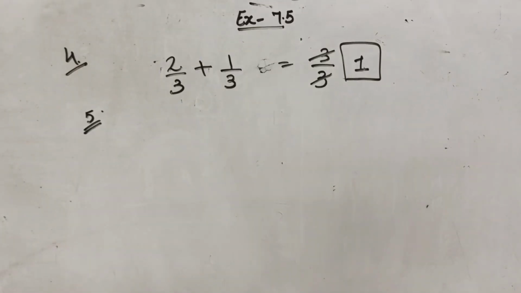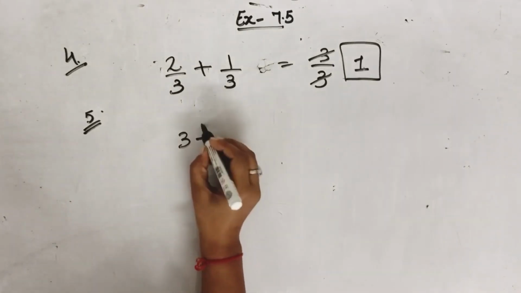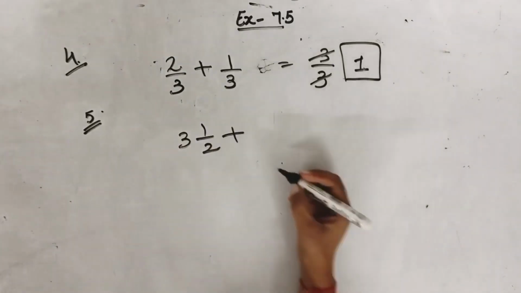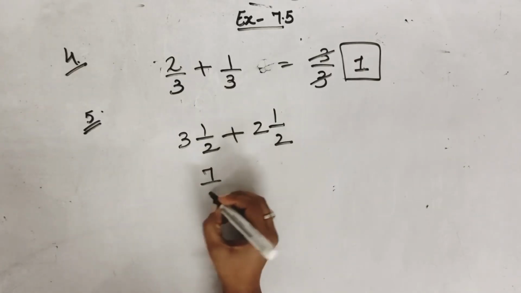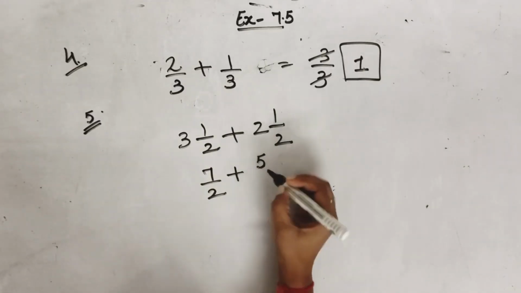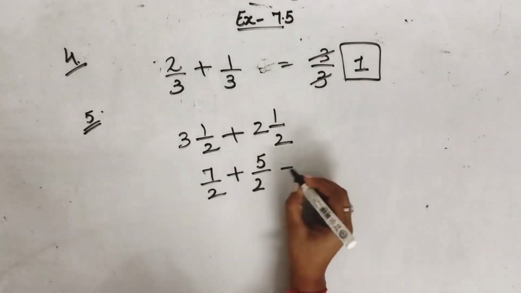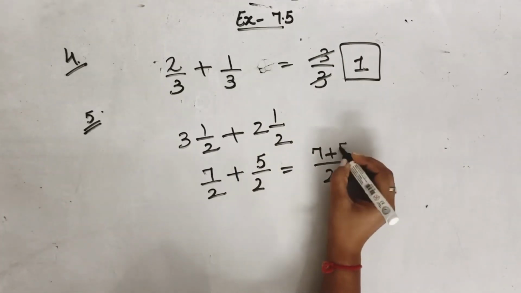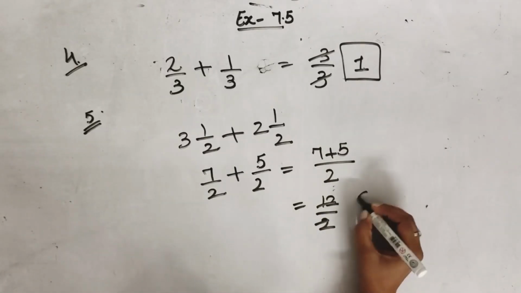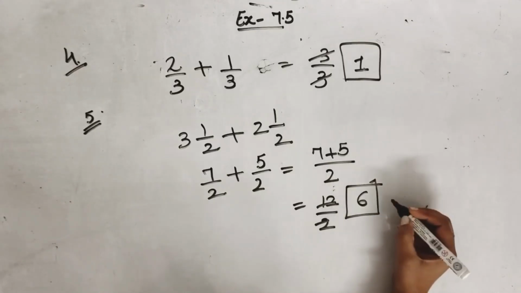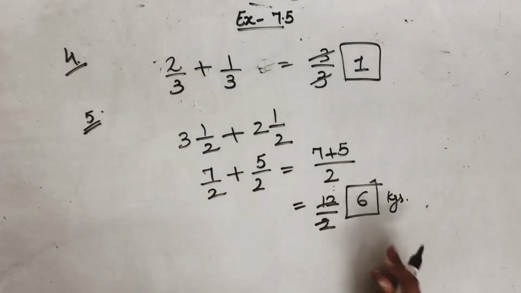Kamlesh bought 3 integer 1/2 kg sugar and Anwar bought 2 integer 1/2 kg of sugar. Find the total amount of sugar bought by them. So 3 integer 1/2 plus 2 integer 1/2. You will convert them into improper fractions first. 3 2s are 6, 7/2 plus 2 2s are 4, 5/2. 7 plus 5 will be 12/2. When you simplify, you will get the answer 6 kgs. You have to write units also.